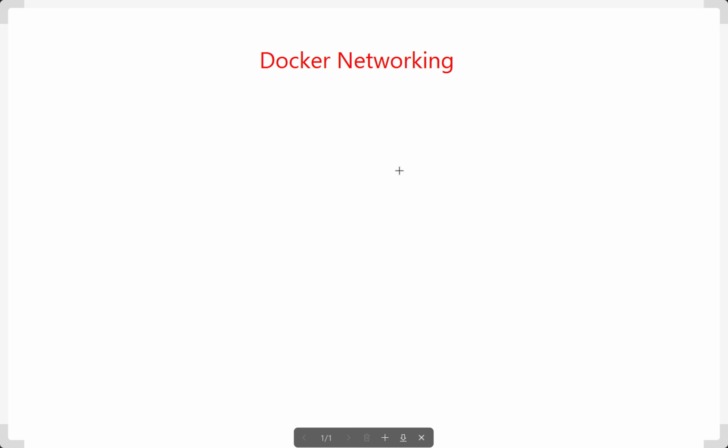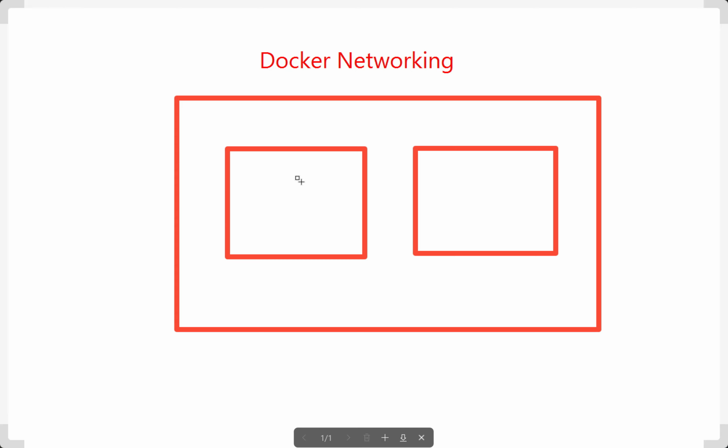So why do we need Docker networks? Consider you have created two containers in a host. One is used to host your application and another one is used to host your DB, or you can call it front-end and back-end containers. So obviously the application should talk to the DB, right? For that we need a Docker network here.